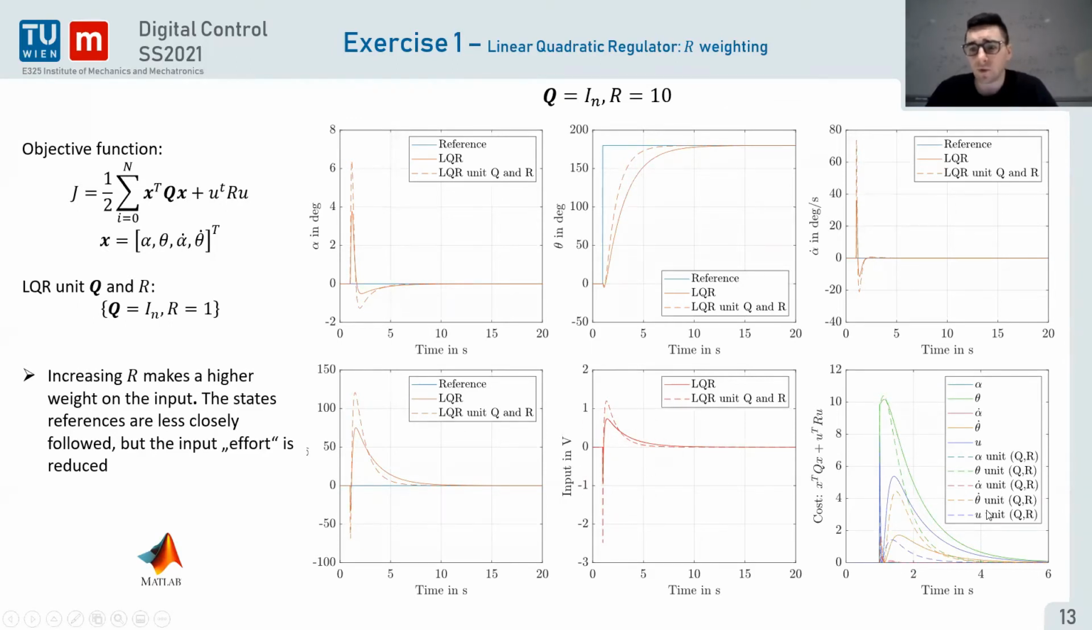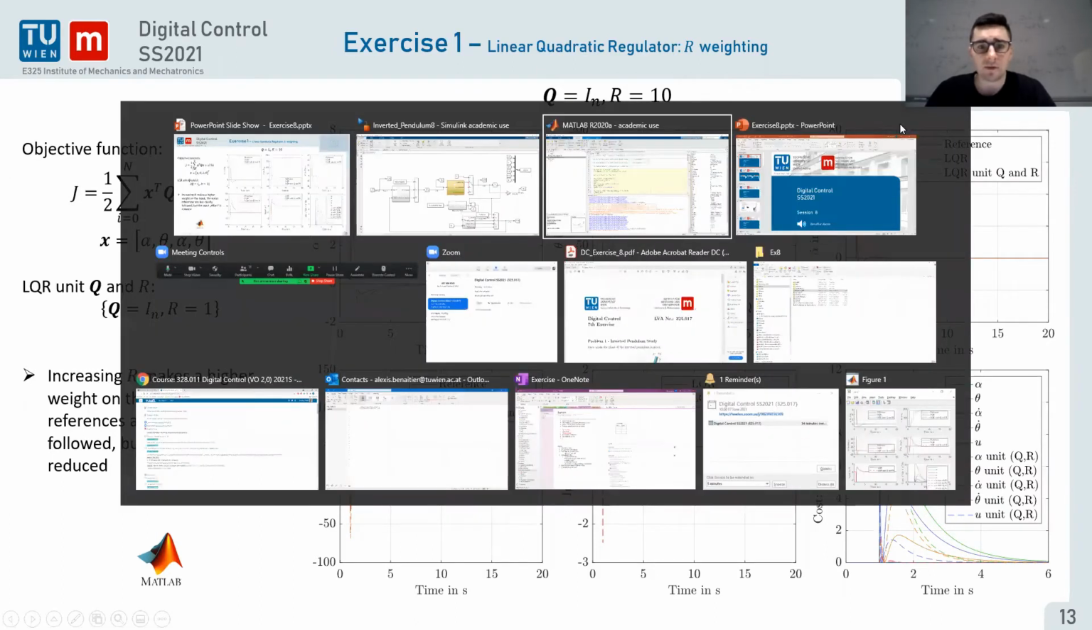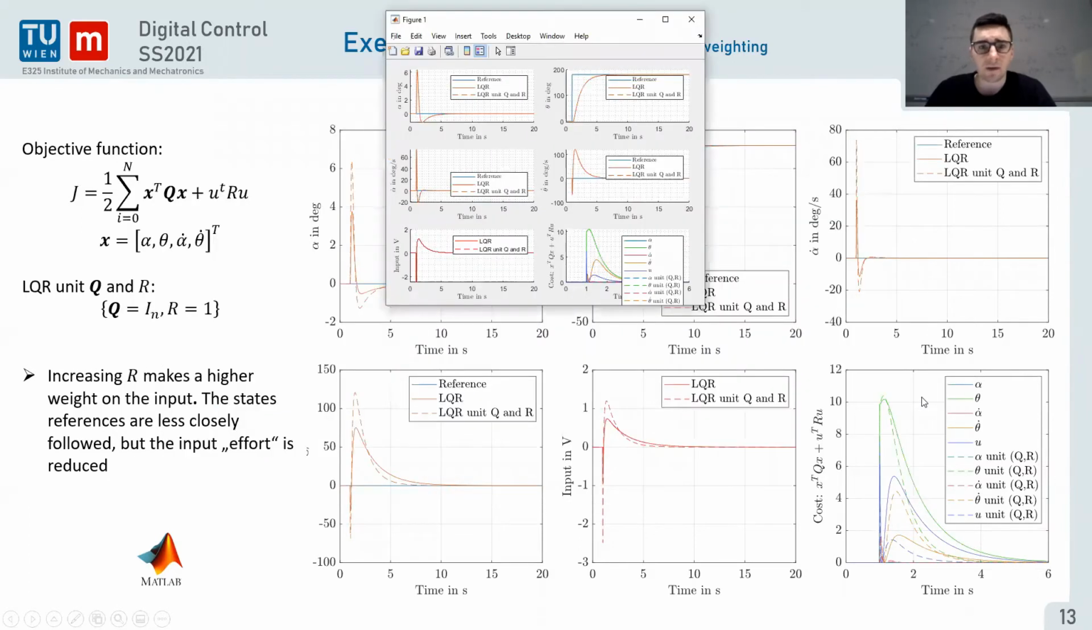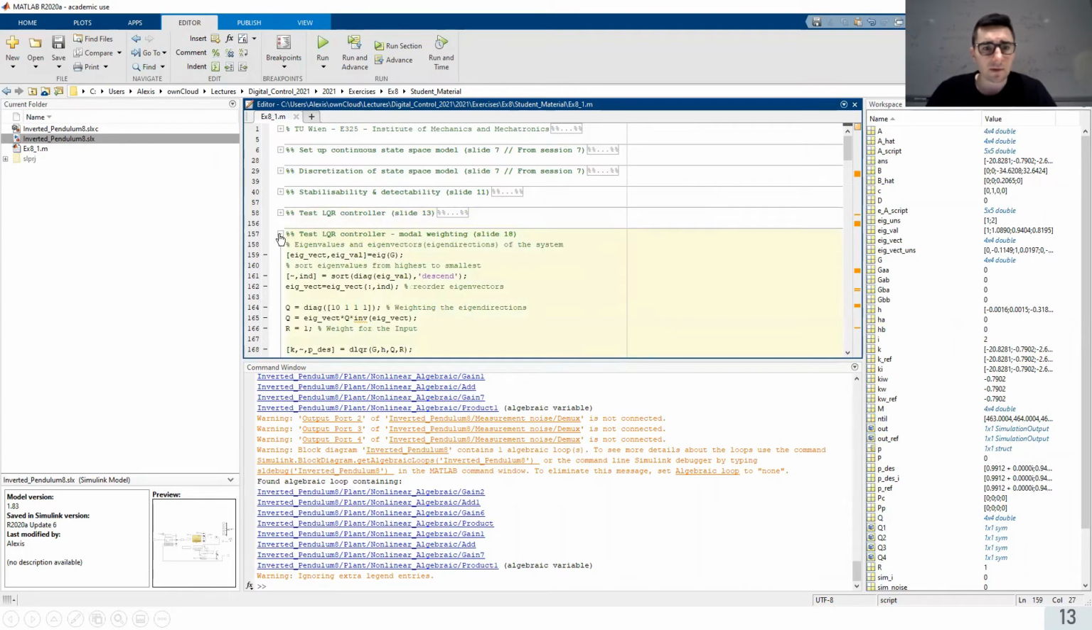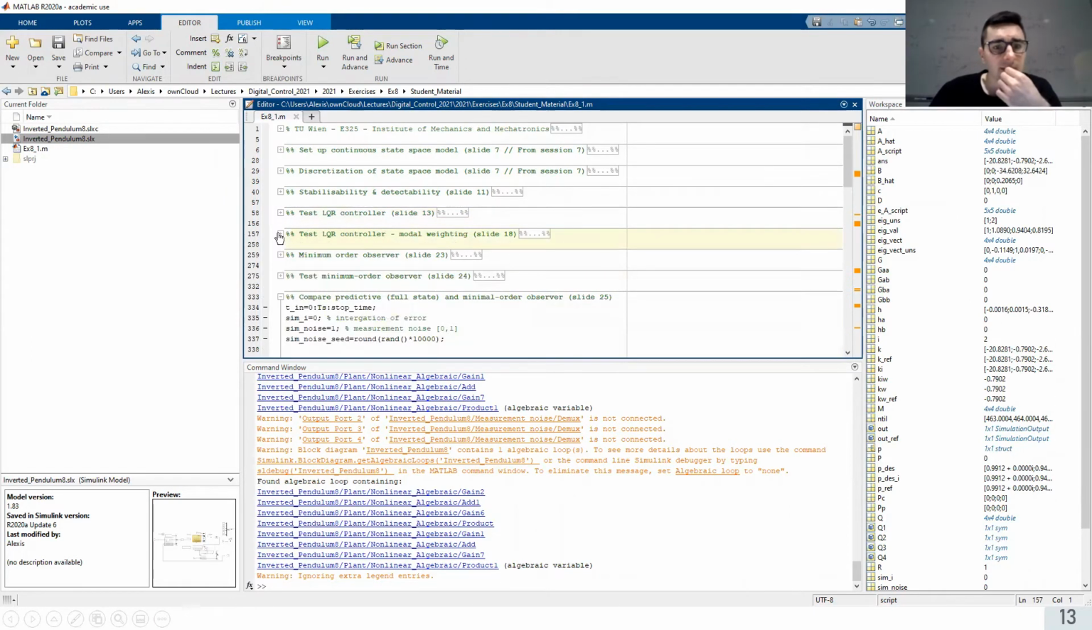And you can also have a look here. I've drawn all the costs. So the cost for X transpose QX and U transpose RU. And if I open it in MATLAB, it should be easier to visualize. So in MATLAB, I need to run this one. No, which one is it?